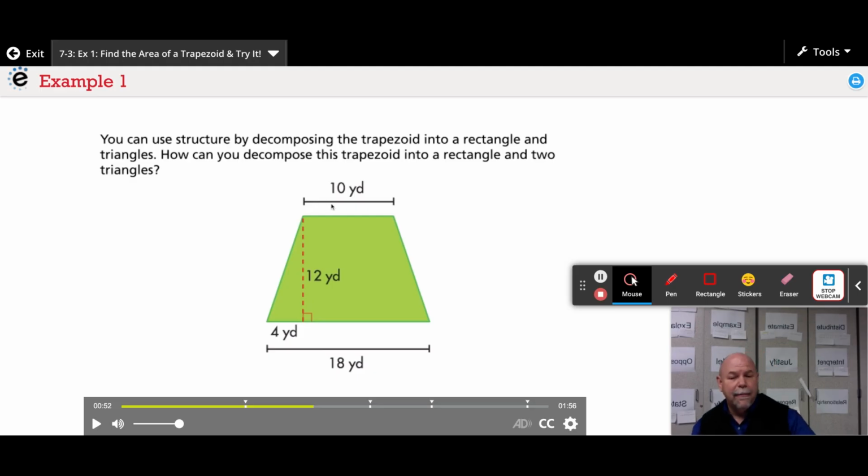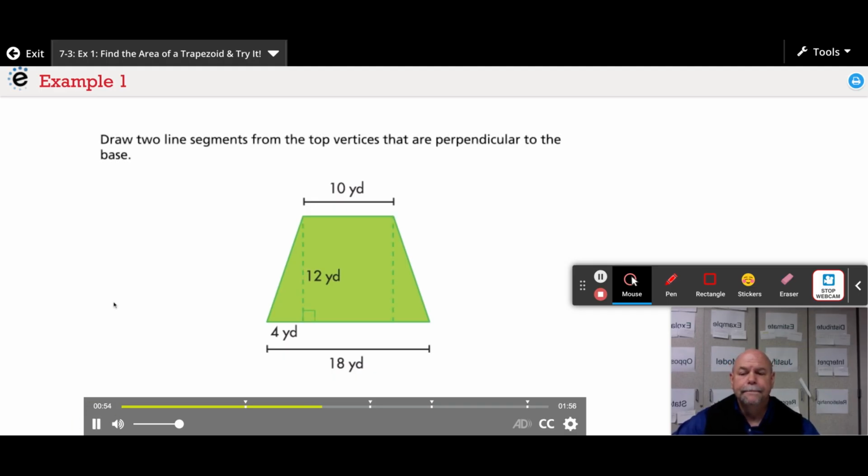the parallelogram and the triangle. When they broke the parallelogram into two separate triangles, you could say that was decomposed. So we're going to be doing the same thing here with this trapezoid. We're going to decompose this trapezoid into different shapes. So here they tell us into a rectangle and two triangles.